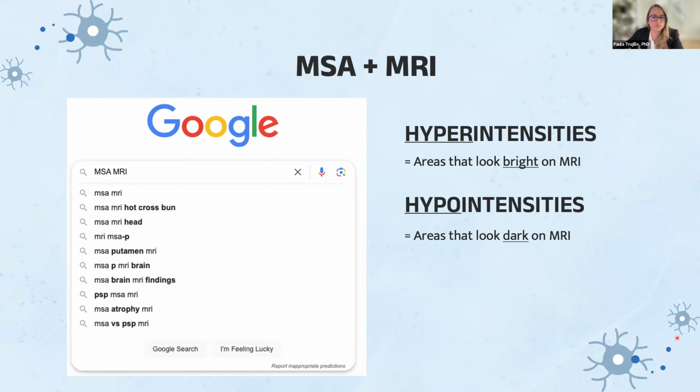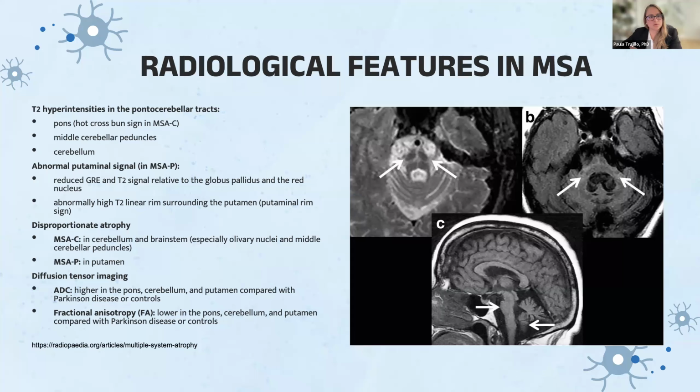You may also see these words on the MRI report from your neuroradiologist. Another word that you may see on the reports is the word atrophy, which means that there are areas of the brain that are shrinking. So if you continue to search online, you may find things like you see on this slide.